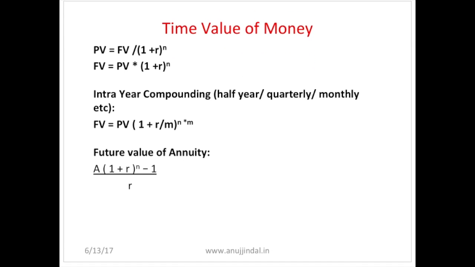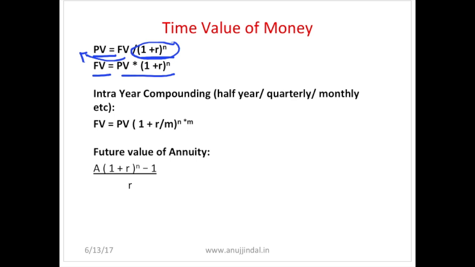The next is time value of money. In time value of money, you find out present value and future value. So present value is future value divided by 1 plus R, where R is the rate of return, raised to power n, and in future value you take 1 plus R raised to power n to the left hand side, so it becomes present value into 1 plus R raised to power n.